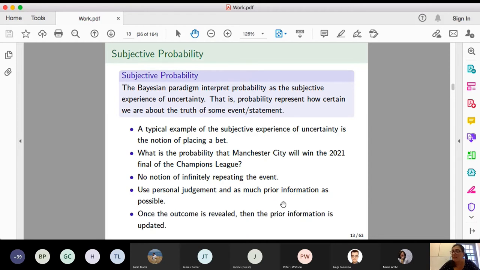Now, once the final is played, we know the winner, then my information will be updated. So maybe in the FA Cup, the odds in favor of Leicester were not very big, right? But now we have updated our knowledge, and next time we will see, okay, be careful with Leicester, they won the Premier League a few years ago, now won the FA Cup, etc.